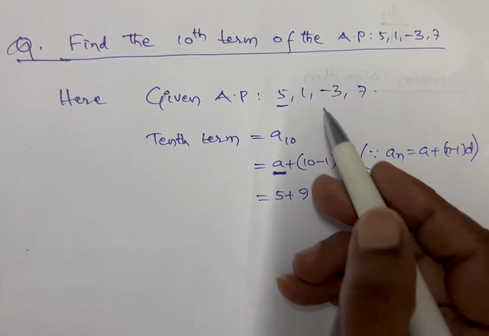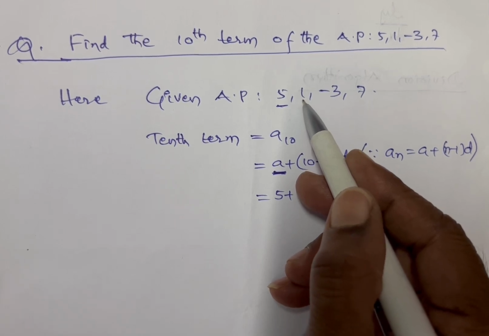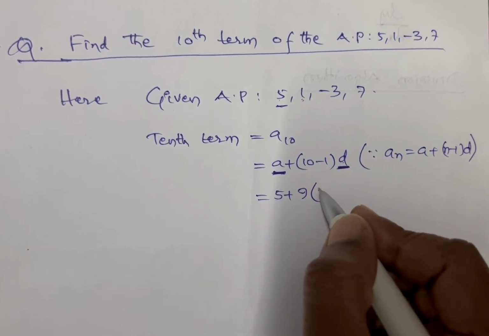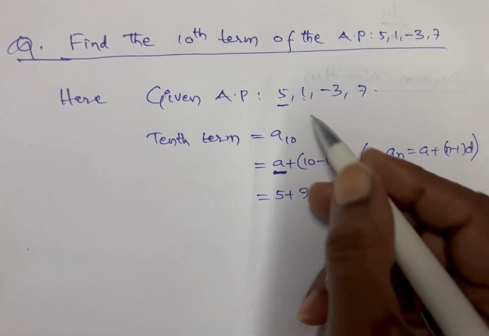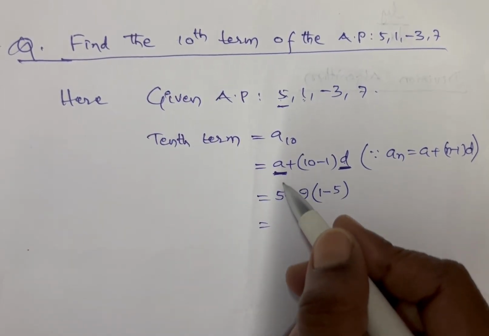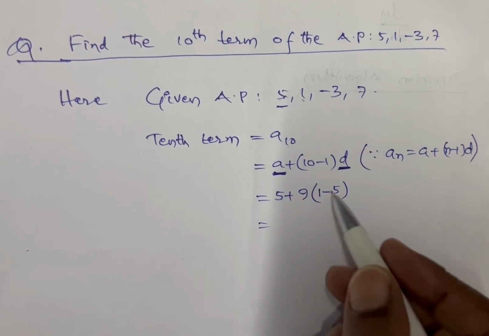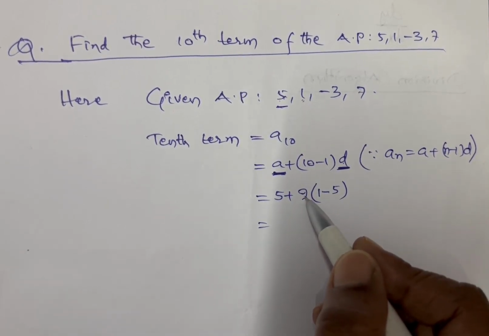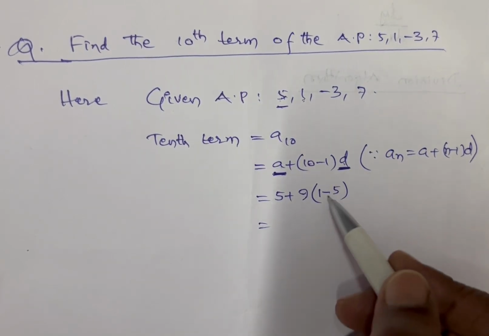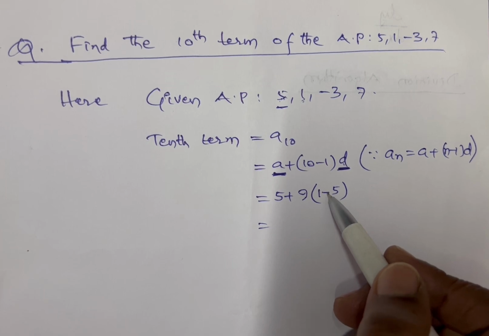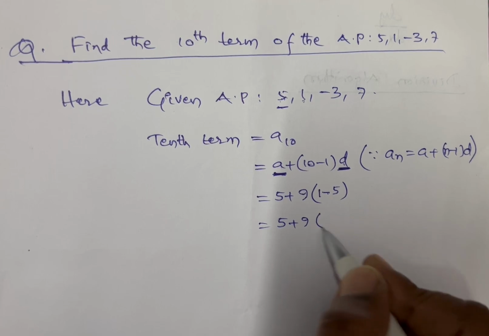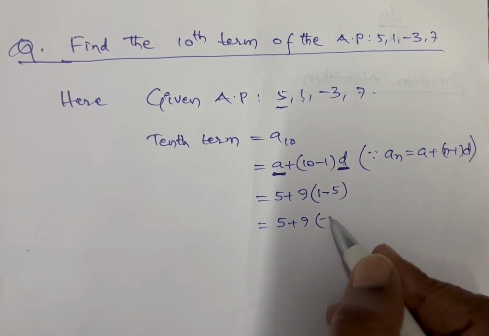D means the difference between the second term and the first term. Second term is 1. First term is 5. Substituting the first term A, 10 minus 1 gives 9. D means second term minus first term. Second term is 1 minus first term 5. So 5 plus 9 into 1 minus 5, which is equal to minus 4.